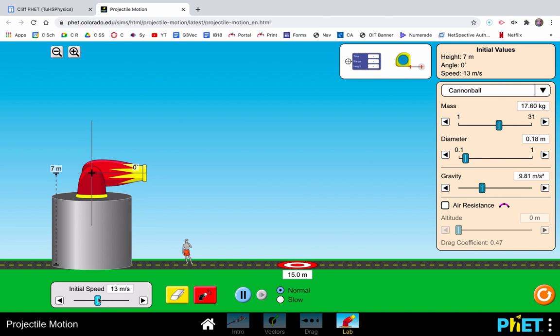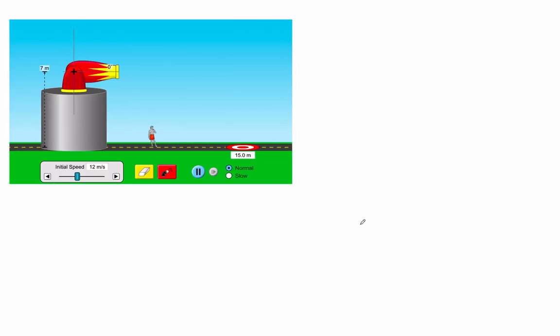I'm going to pick 12. Please feel free to pick a different speed, right? Now, we're not going to hit the fire button yet. Don't click that yet. We're just going to figure out where it's going to land, and then we'll put this target where it's going to land. But let's go through the maths of that, okay? So let's take a look at what we're going to do, okay?